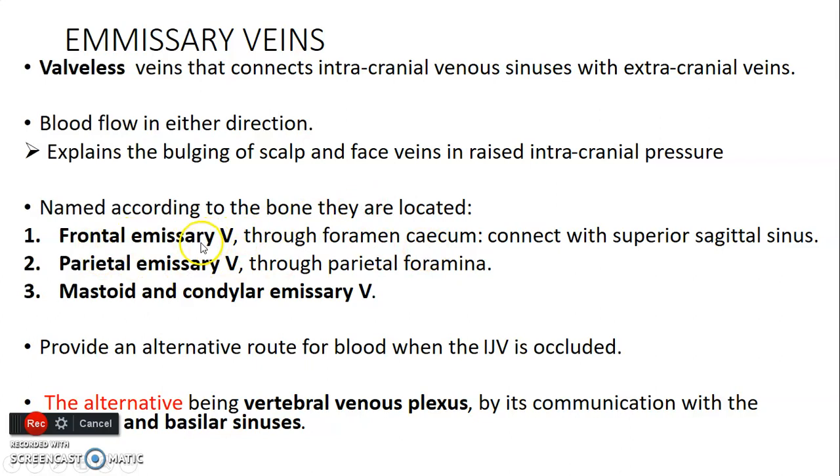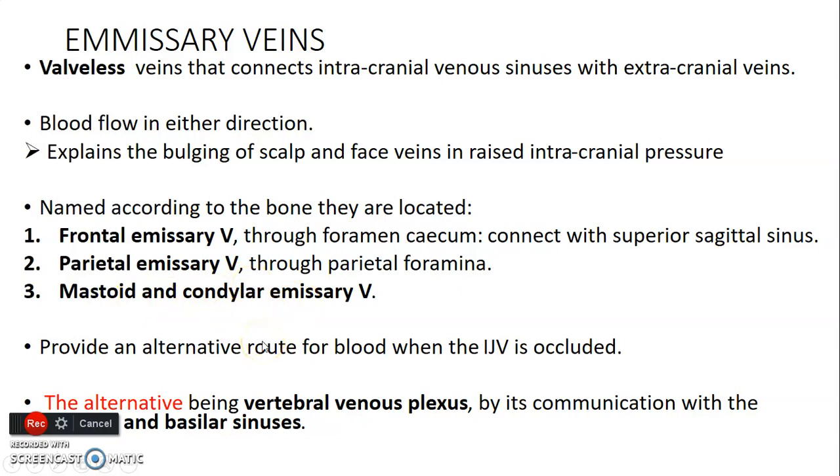So we name these emissary veins based on where they're located. On the frontal bone, they're the frontal emissary veins. They pass through the foramen cecum and connect with the superior sagittal sinus. Within the parietal bone, we have parietal emissary veins through the parietal foramina. On the mastoid and the condyles of the occipital bone, you have mastoid emissary veins.